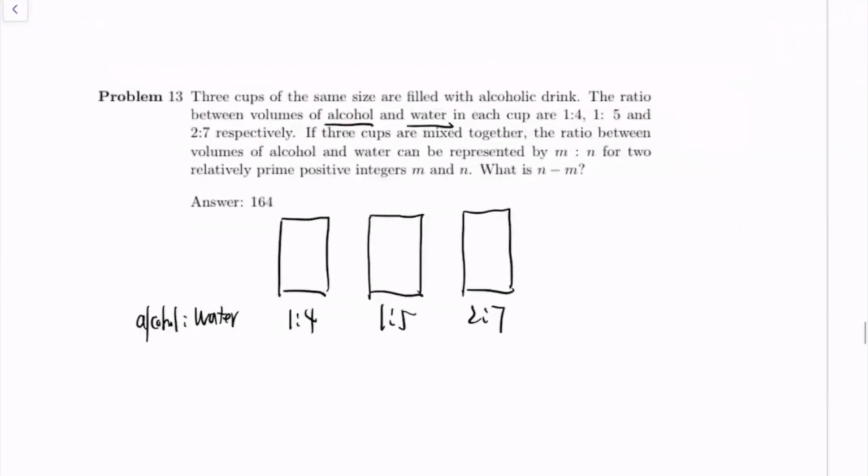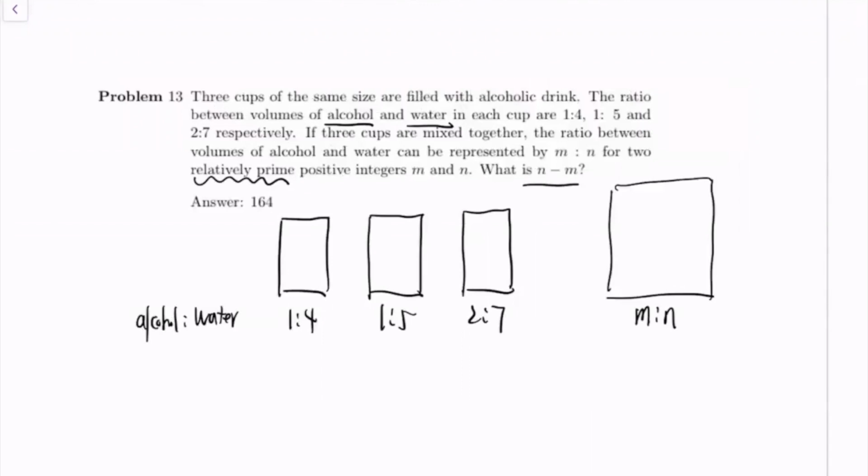Now combine this, mix it into one cup. Then the ratio between alcohol and water is M to N. The question is, what is M minus N? Of course, we require that M and N be relatively prime, which means the only common factor they have is 1.